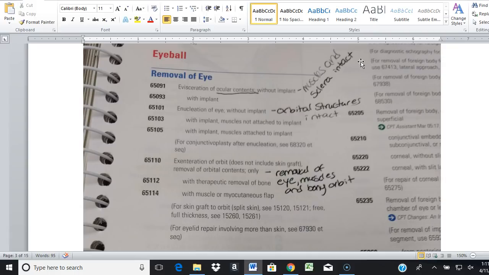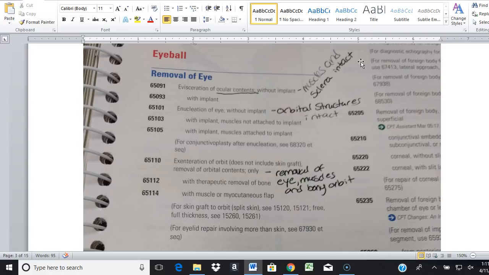Again, depending on swelling, if someone gets hit in the eye with a ball, a baseball bat, anything that's really a hard object or piercing object, it really is going to depend on how much damage there is and how much swelling there is at that time. That's why we're going to see that we have the removal of the eye with and without implants.